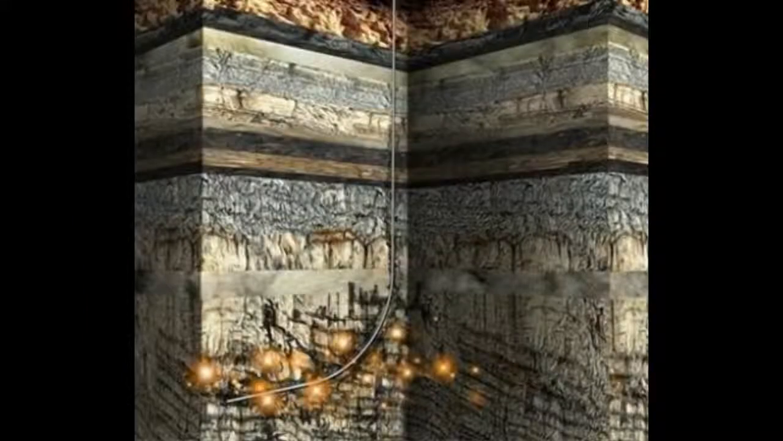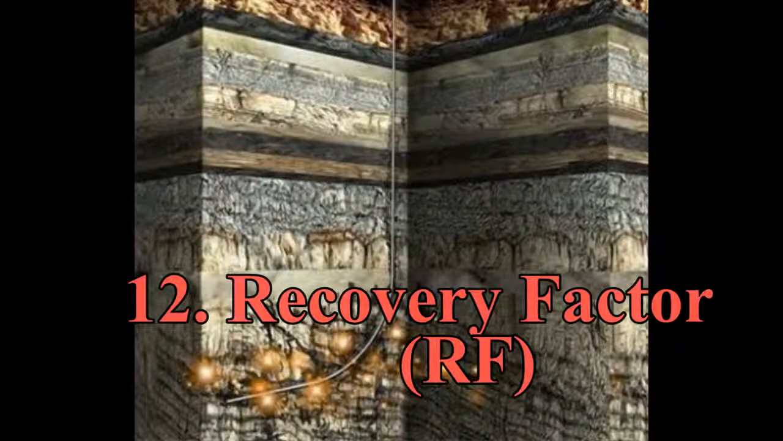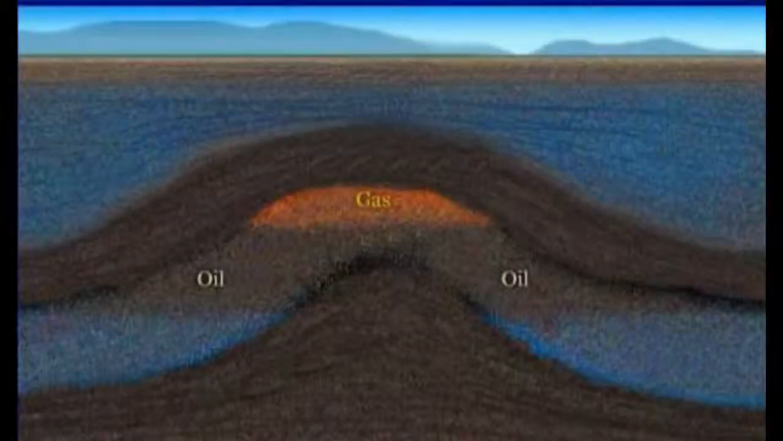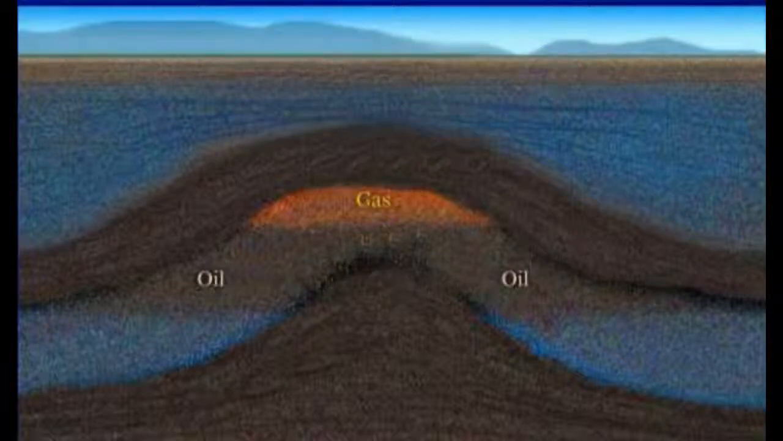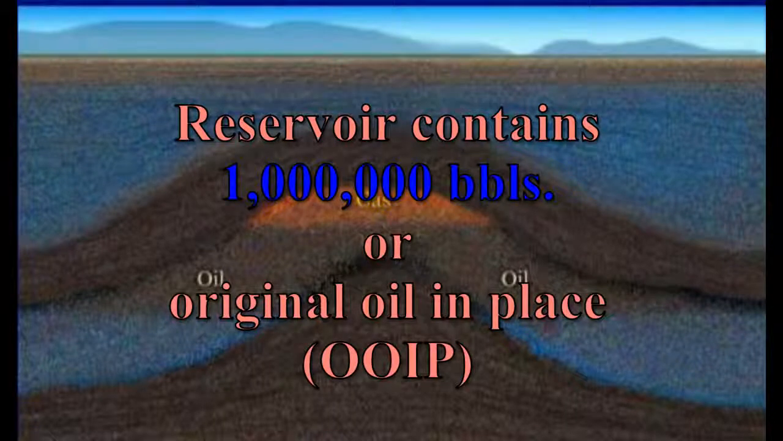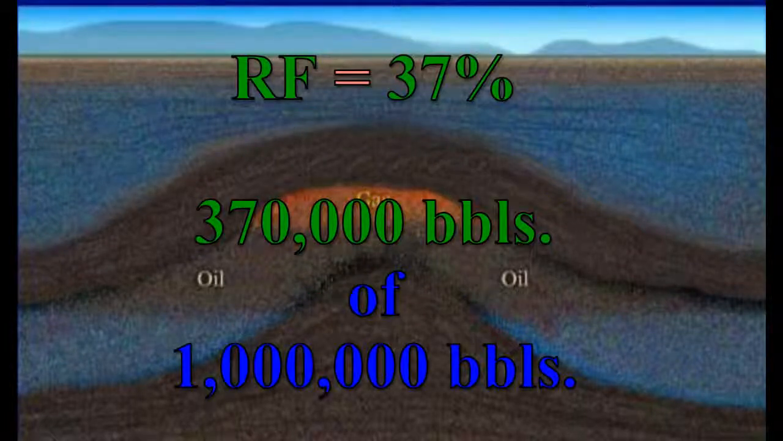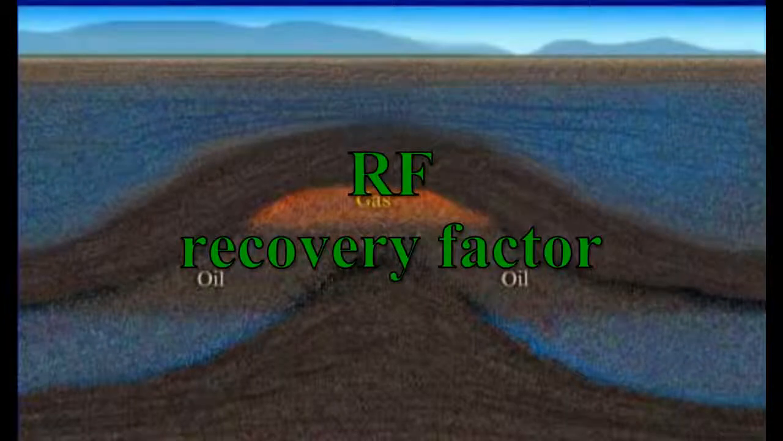One last definition is called the recovery factor, or RF. As you know, our present technology does not allow us to produce every molecule of oil and gas in a reservoir. No matter what we do, we can only produce a percentage of what is there. If the reservoir contains an estimated 1 million barrels of oil, or original oil in place, OOIP, and our RF, or recovery factor, is 37%, then we estimate that we can produce 370,000 barrels of that 1 million barrels of oil. This is called our RF.